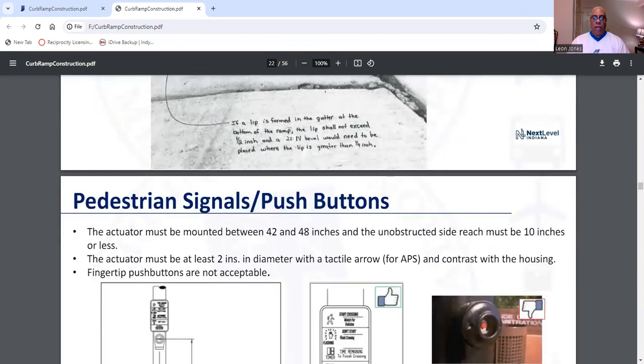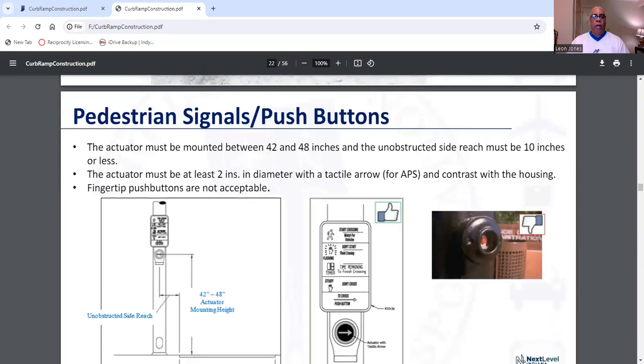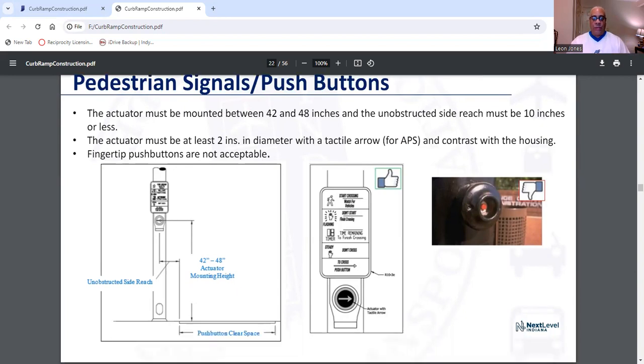Pedestrian signals and push buttons. Again, actuated, I already gave you the 42 inches, or say 42 and 48, and the unobstructed side must be 10 inches or less. Now, the actuator must be at least 2 inches in diameter with a tactile arrow. That's a tactile arrow for APS, and contrast with the housing. Fingertip push buttons are not acceptable. And this is what your push buttons look like on your pedestrian poles.